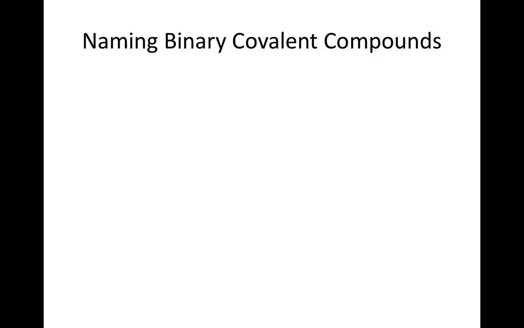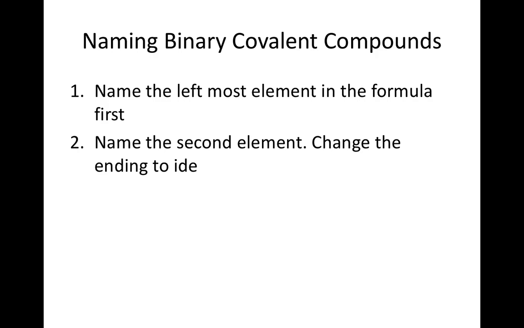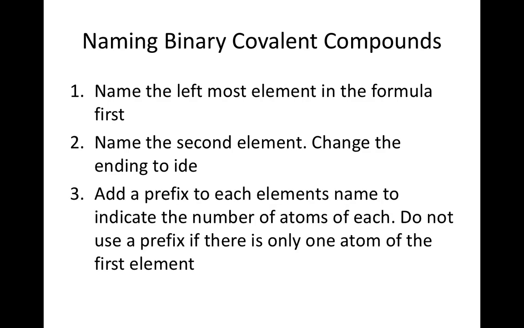Naming covalent compounds. Step 1. Name the leftmost element in the formula first. Step 2. Name the second element and change the ending to IDE. Step 3. Add a prefix to each element's name to indicate the number of atoms of each, and do not use a prefix if there is only one atom of the first element.